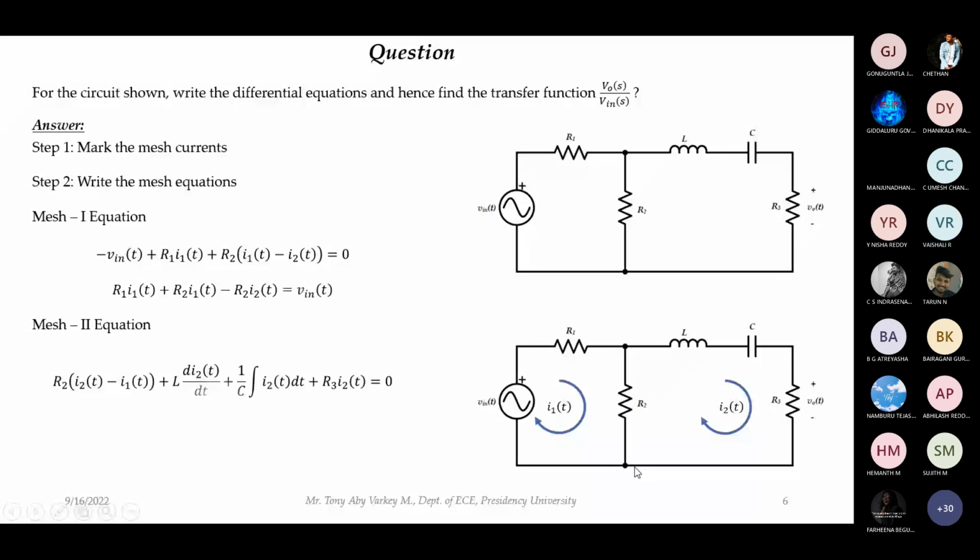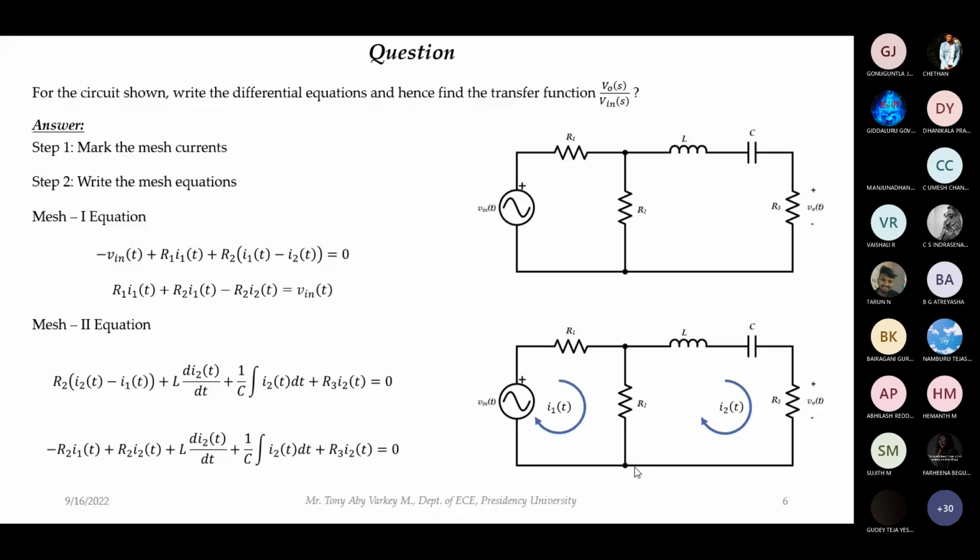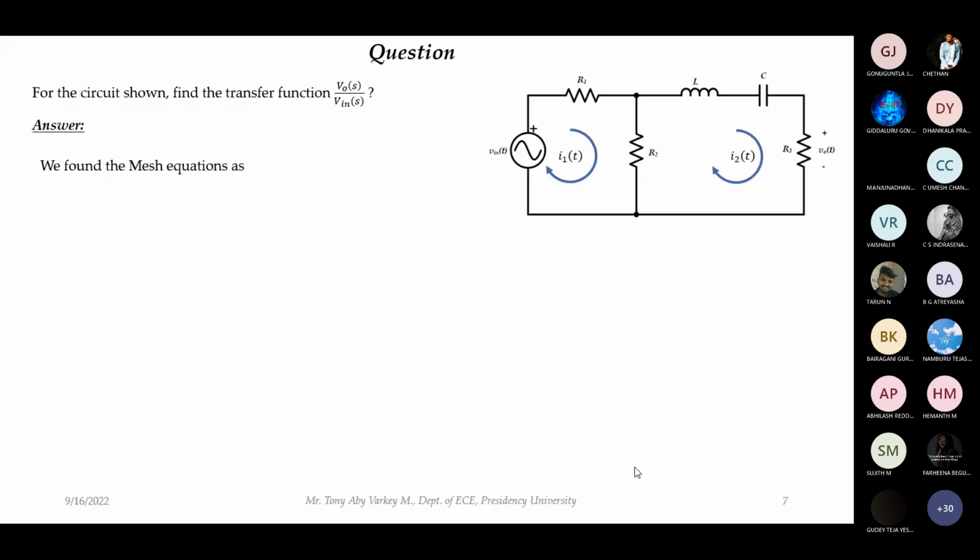Yes, sir. Okay, now again, I will arrange these such that I1 terms will be to one side, then I2 terms and right side. So it will be minus R2 into I1 of t plus R2 I2 of t plus L into di2 of t by dt plus 1 by c integral I2 of t dt plus R3 into I2 of t equal to 0. Is it clear? Yes, sir. Okay, now we got the two mesh equations. So I'm writing the two mesh equations here.